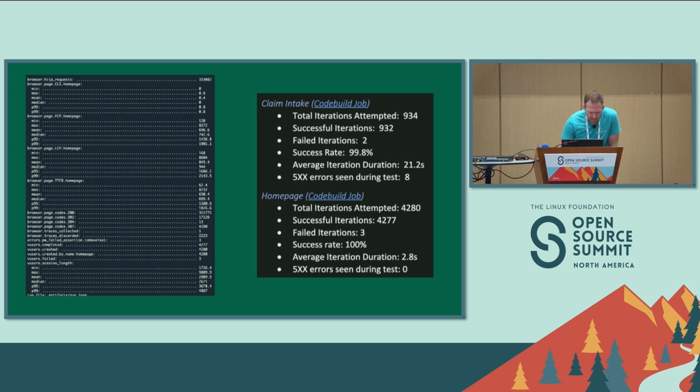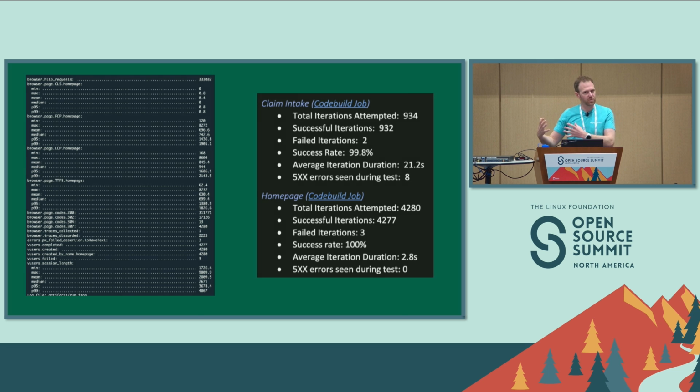Cool, and the last thing I want to point out here is kind of in the bottom left of the Artillery output, which is the session length. And so this is the amount of time it took to go through each iteration. And we can see a min, max, mean, and then P95 and P99 metrics for those. And those P95 and P99 metrics are ones that we're really focused on as well, because those are the 95th and 99th percentile, accordingly, of time it takes for a single iteration.